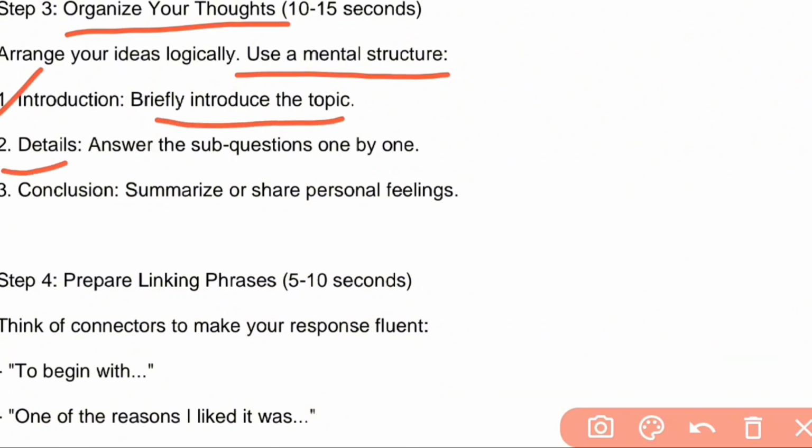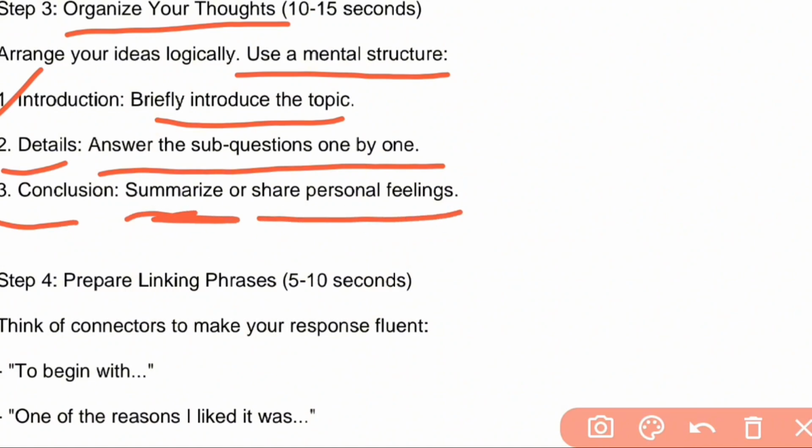You have to add details. That means you have to answer all the sub-questions one by one. And you have to end with a conclusion where you have to summarize or share your personal feelings. Again, this will help you to logically organize your cue card, and you will obviously improve your fluency as well using this approach.